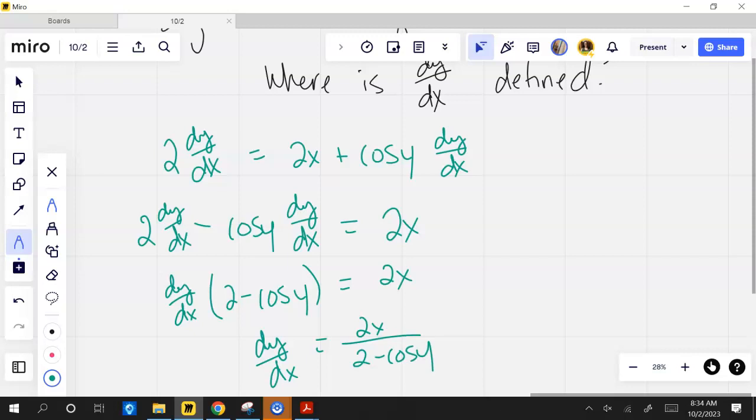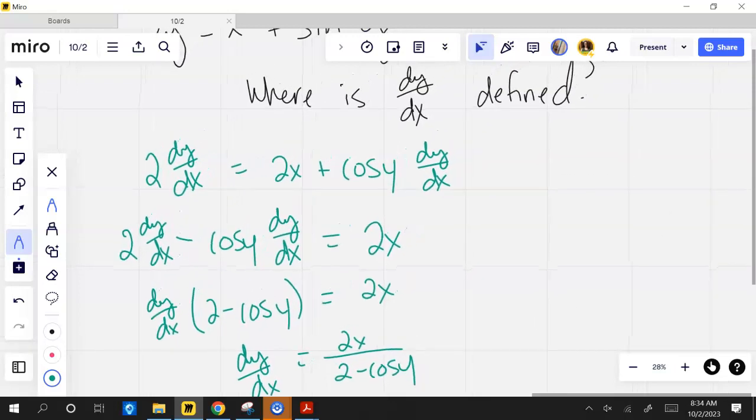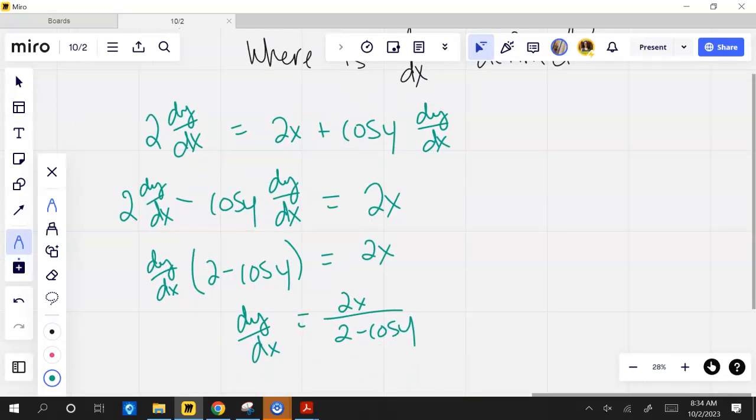Did you start by finding dy dx? If you need to know where it's defined, then I first need to find dy dx, right? I can't say where it's defined if I don't know what it is. Anyone have trouble finding dy dx there? So now the question is, is there any place where this function is not defined?